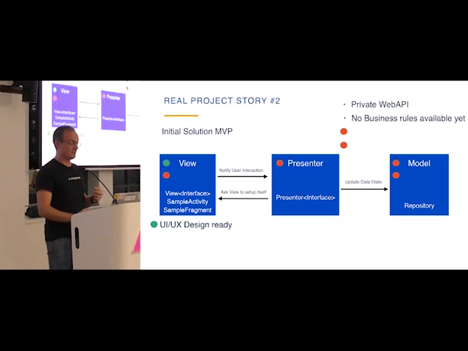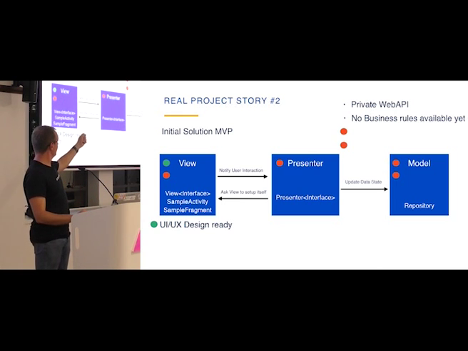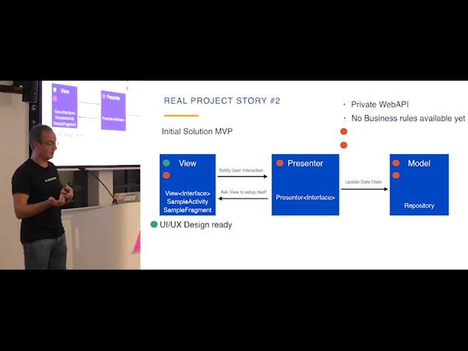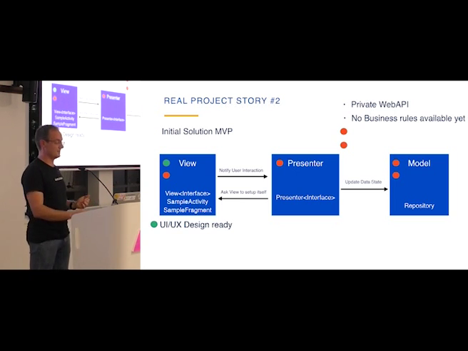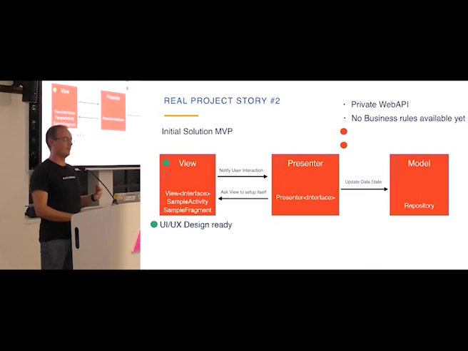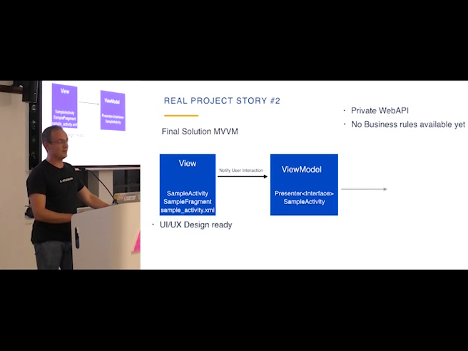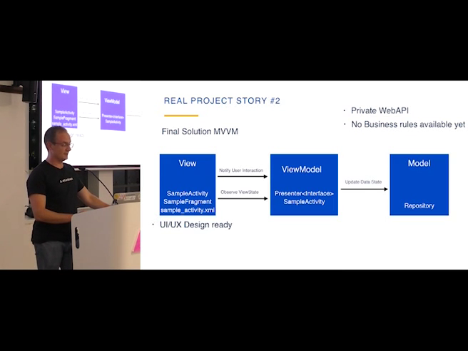And because the private web API changed the model, this required changes of the presenter, and the presenter in MVP knows the interface of the view, and it has to call it appropriately with appropriate params and things like that. So we would have ended up changing all 3 layers. Instead, we were able to use MVVM in this case, and it saved us a lot of time, because as soon as we were done with UI UX, we didn't need to touch it again, despite any changes of the web API or business rules.